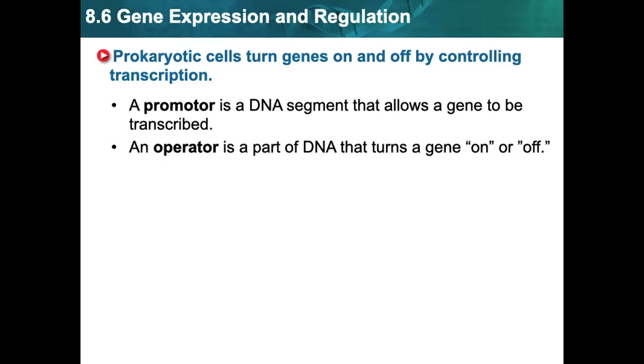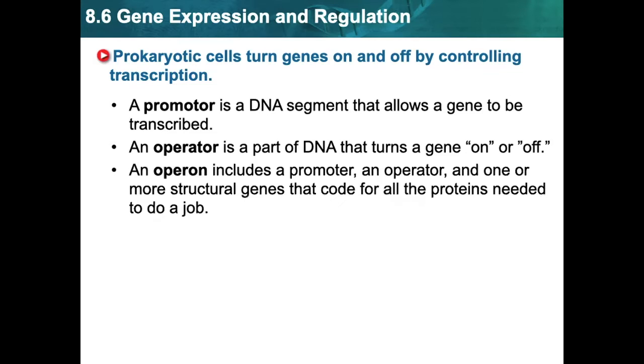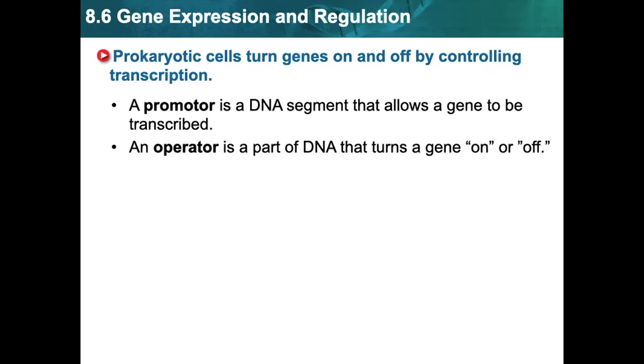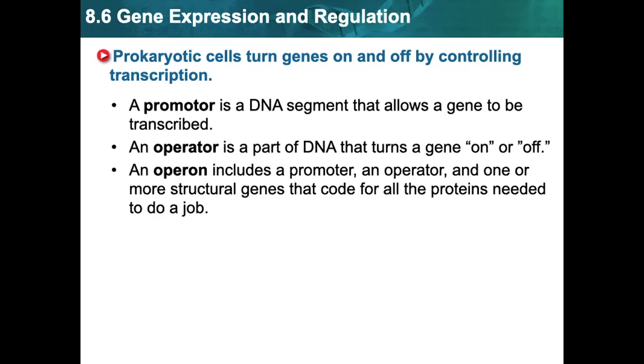Then you have after the promoter an operator, which is basically a switch that turns the gene on or off. So we see these operons in prokaryotic cells. You have the promoter, you have an operator, and then you have at least one, sometimes more, genes that code for the proteins needed to do a certain job.